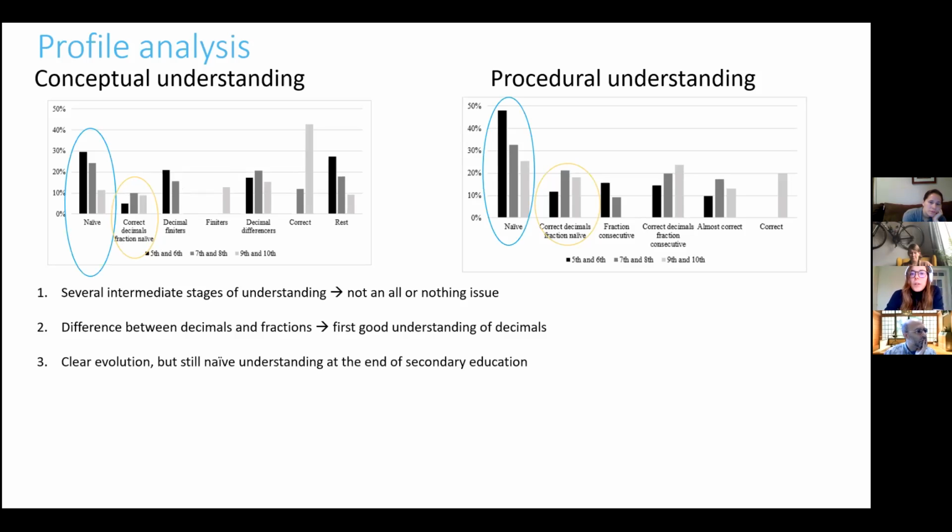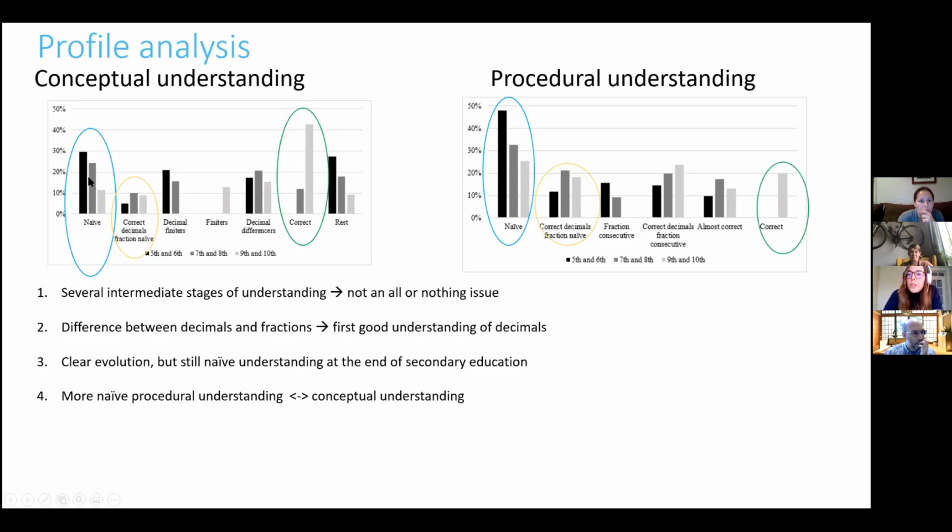Then what you can also see if you look at the blue line is that there's a clear evolution. So the naive profile, who always answer here that there are no numbers in between two numbers, and here that they cannot give another number in between two numbers, you can see that it really decreases going from the 5th grade until the 10th grade. However, it is still present at the end of secondary education. So what we can also see is that there is more naive procedural understanding if you compare it to conceptual understanding. So this group is much larger compared to this group.